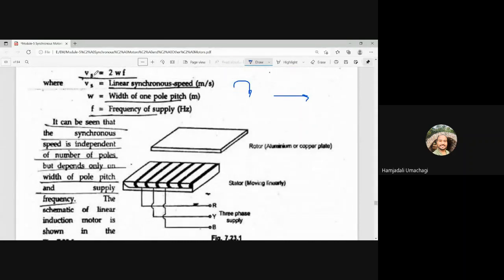So if you look at the synchronous speed of the stator flux, it is given by the formula Vs = 2Wf. The synchronous speed is totally independent of the number of poles, whereas it is directly proportional to the width of one pole pitch and the frequency of the power supply.